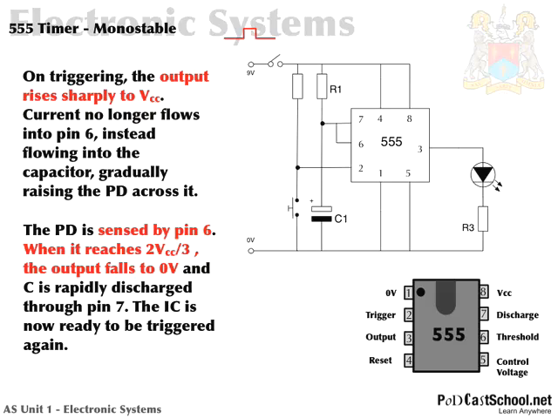C is rapidly discharged again through pin 7 this time, and if you have a look, pin 7 is the discharge pin. So if you imagine all the electricity stored within the capacitor, whenever the output goes low, suddenly the discharge pin does its job, and it discharges the capacitor back through to ground. The IC then is now ready to be triggered again.